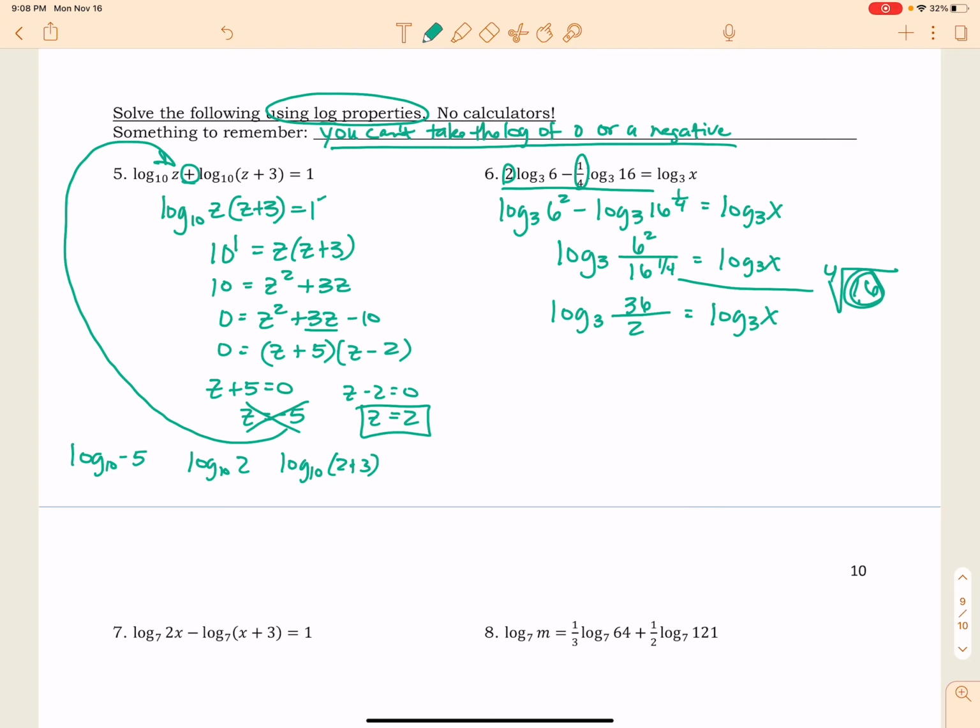Once I get to this point, I've got one log term on the left and one log term on the right. So I can just take this 36 over 2 and set it equal to x. And this, of course, would reduce to 18. If you look in your original, that's the only variable I have. It is okay for me to take log base 3 of 18 because I'm not taking a log of a negative or 0. So there's my solution.